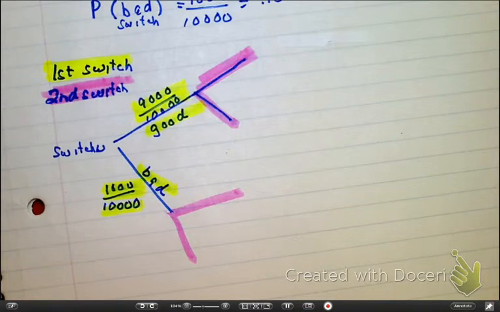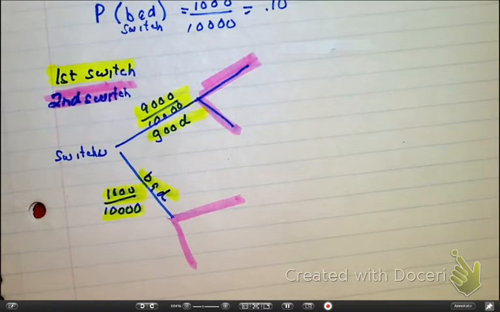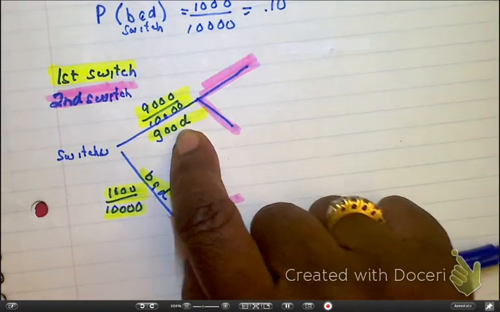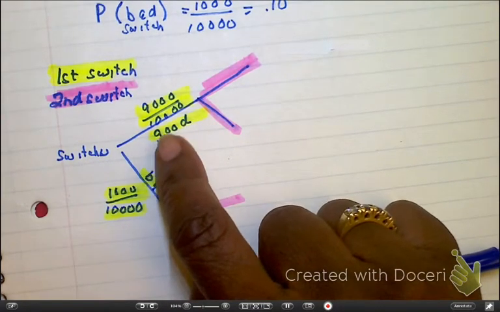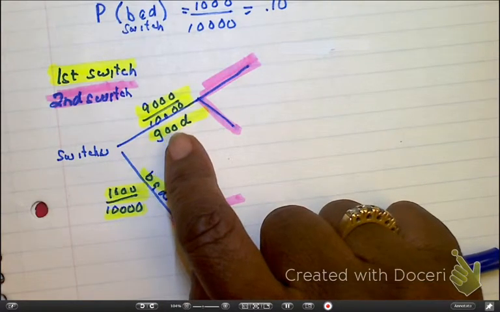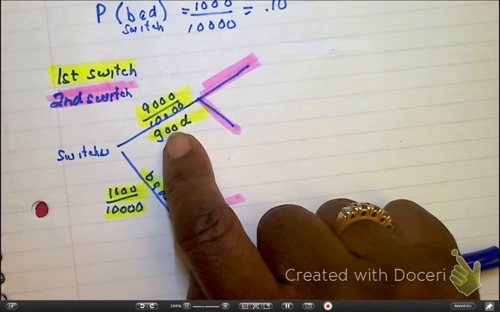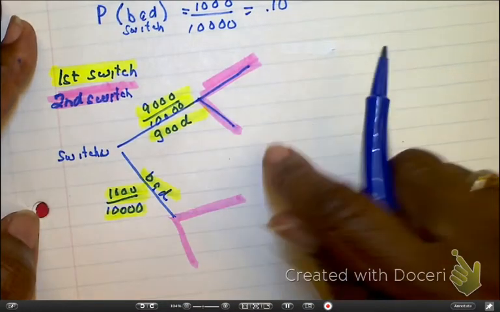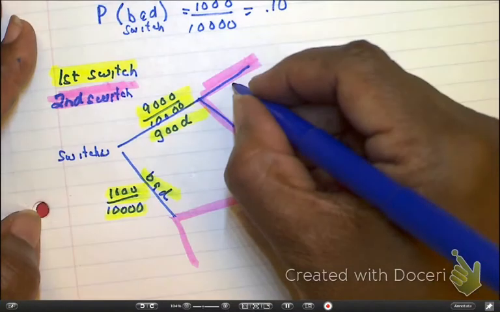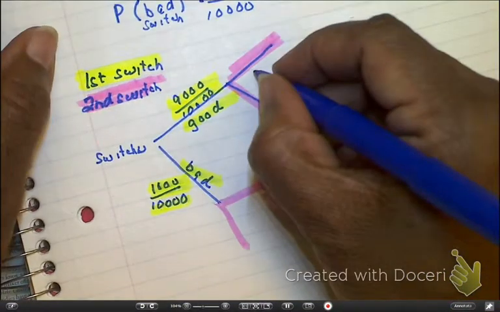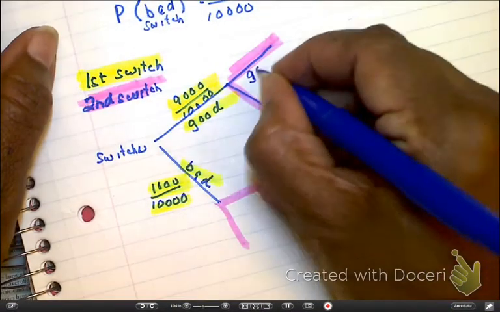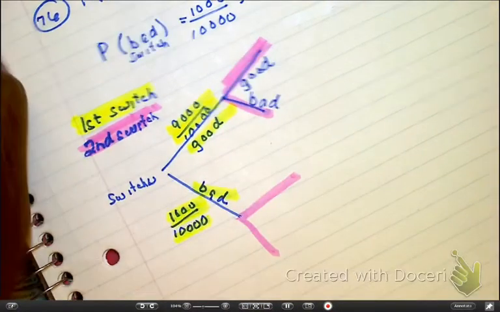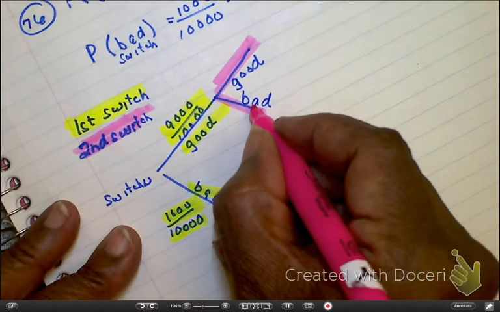But again, let's put this in perspective. I've got 10,000 switches, and let's look at the good one. I've got 9,000 that are good. And with the second one, I can still have a good or a bad. So here, I am going to make this one good, make that bad, extend this a tad.